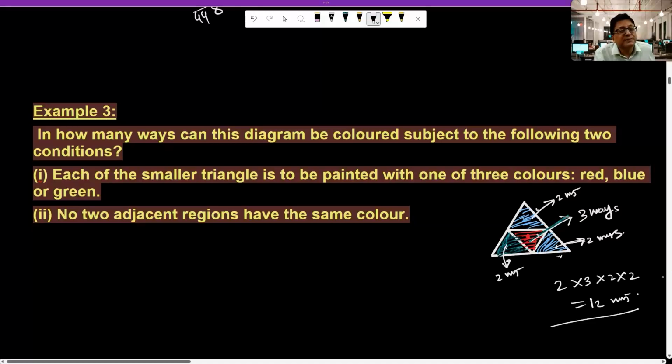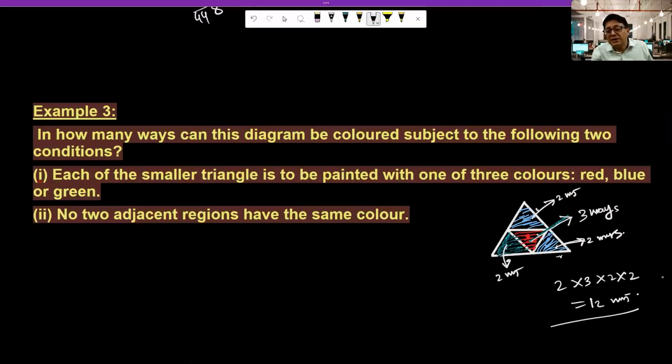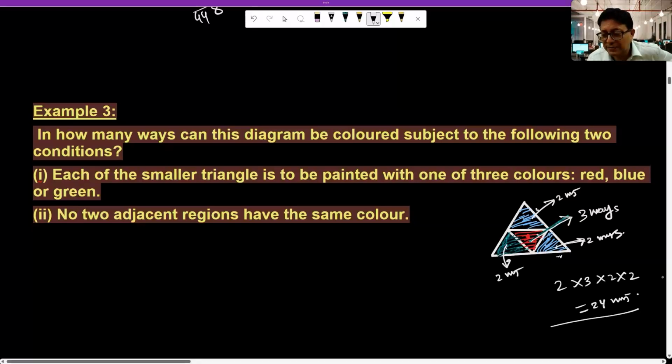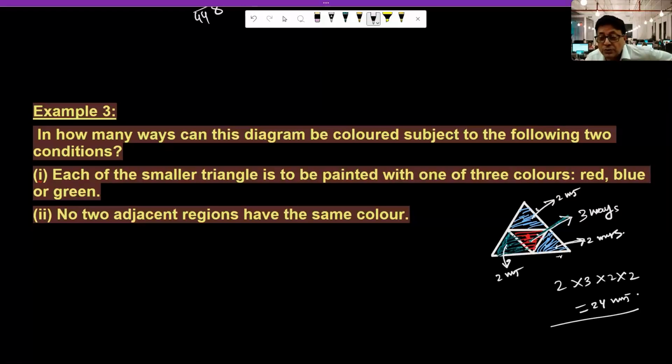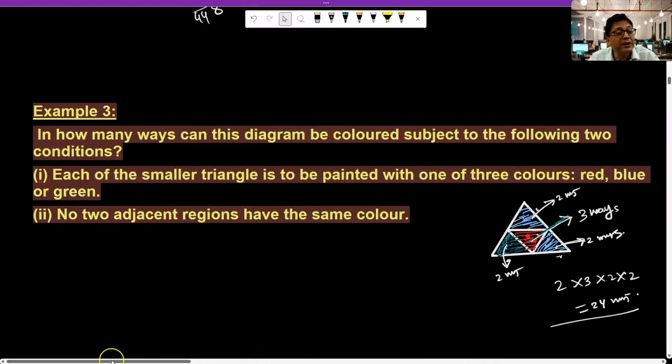Alright. So this one can be filled up in 12 ways. No, I am wrong. It is a counting mistake. Sorry. It will be 24 ways. Did you all understand why 24 ways? You think independently now and solve it yourself. Okay? Let me go for the next problem.